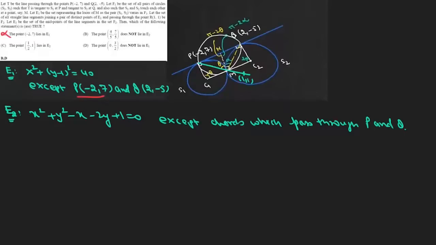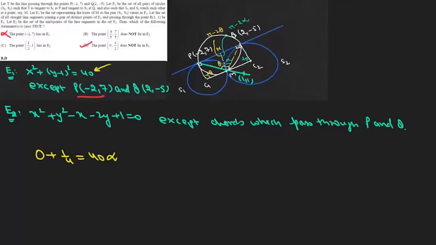And option D is: the point (0, 3/2) does not lie on E1. So we'll put the value of x and y. We'll put x as 0. So it'll be 0 plus, now 3/2 minus 1 is 1/2, so 1/4. It is not equal to 4, which is incorrect. That means it is correct that this point (0, 3/2) does not lie on E1. So this option D is correct.